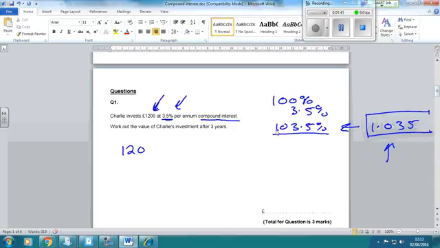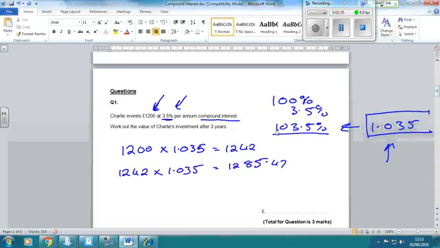So if on our calculator we did 1,200 times by 1.035, my apologies, let's make it look like a 3, then that adds 3.5% on automatically. So 1,200 times by 1.035 gives us 1,242. That's what we get after the first year. And then we need to do 1,242 times by 1.035, and we get 1285.47. So that's after 2 years.